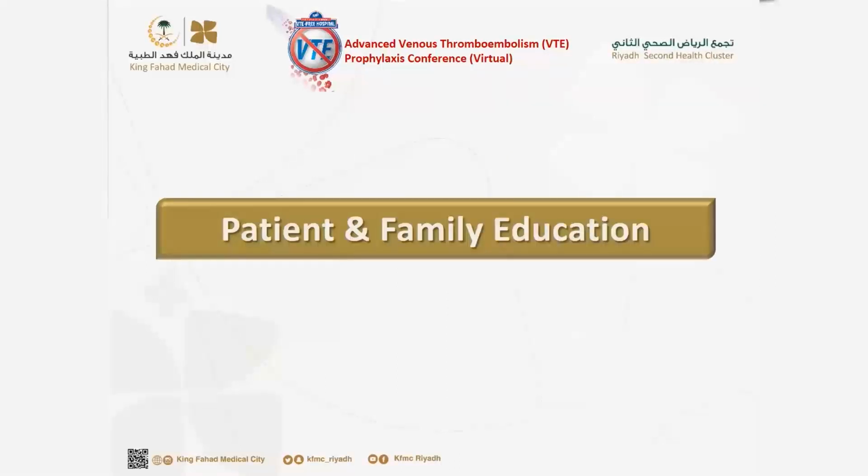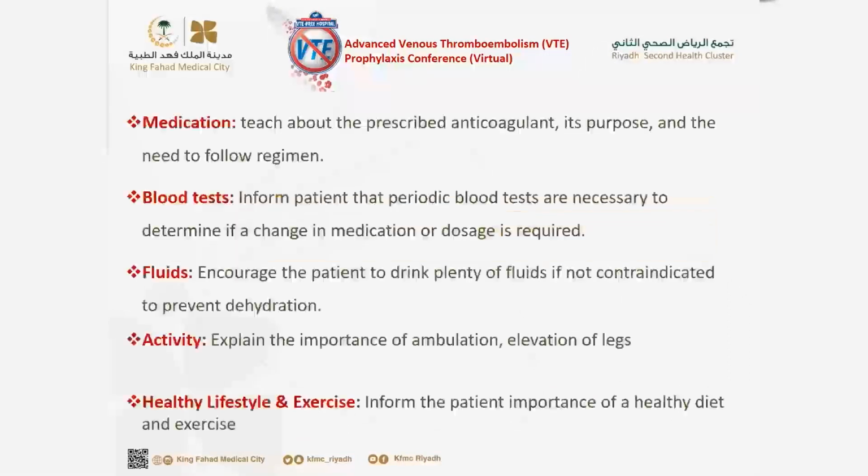And then crucial, and Zubeda mentioned this earlier, is patient and family education. We are talking about VTE prophylaxis, and we're talking about VTE prevention. Patient engagement is crucial. How do we get the patients engaged? Nurses need to be able to give them health education. Number one, about their medication. Teach and inform them about the prescribed anticoagulant, its purpose, and the need to follow the regimen. Inform the patients that they will have periodic blood tests, which are necessary to determine if there is a change in the medication or the dosage if required.